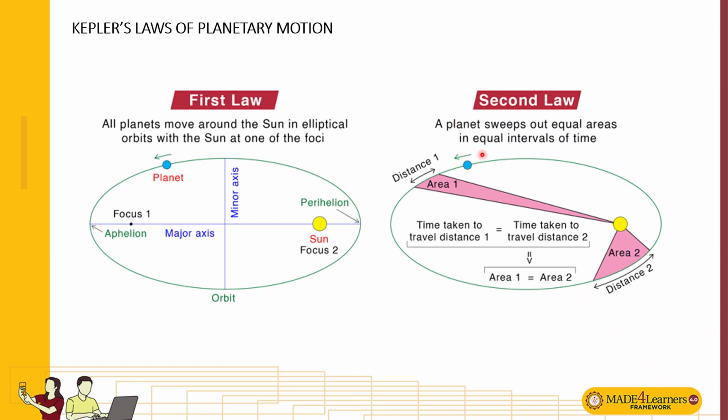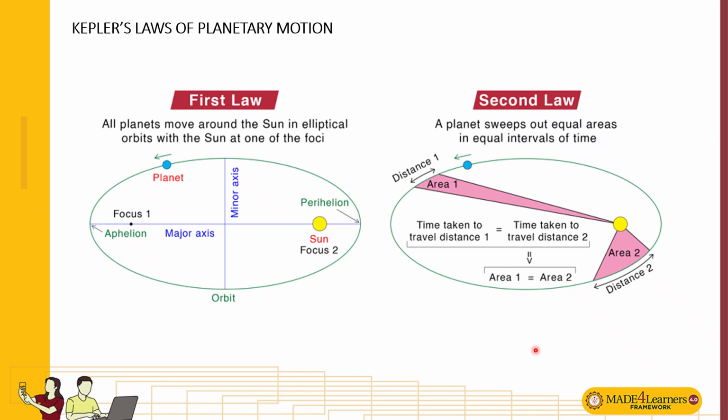Kepler made the statement that a planet sweeps out equal areas in equal intervals of time. So the time taken to travel this distance is equal to the time taken to travel this distance. Meaning the areas, these pink regions, are equal.